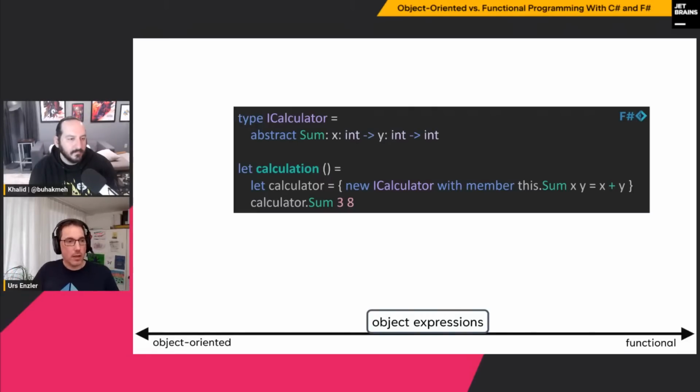Then I can say, okay, I want to have an ad hoc calculator. I say the calculator is equal to, and then I use this object expression syntax, which just says, hey, I want a new calculator, and this is the implementation for the interface, just in place. And then I can use it and sum two numbers.